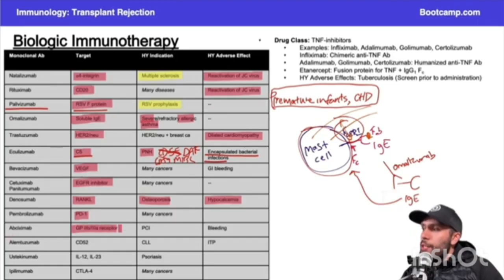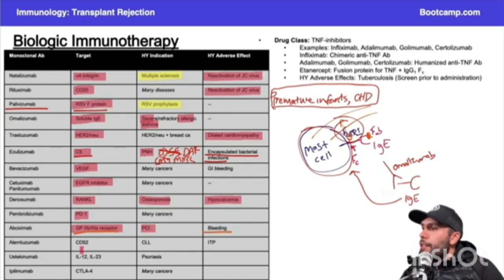Abciximab is going to be your GP2B3A receptor inhibitor. We'll talk about this again in the hemonc section. Very much used by a lot of the cardiologists prior to PCI, usually 24 hours before PCI. Remember, these GP2B3A receptors are essentially going to be on the surface of platelets that fibrinogen can bind to. When you inhibit that, you're going to eliminate fibrinogen binding and essentially inhibit platelet aggregation. So the risk here is going to be bleeding. And again, like I said, we'll talk about this in the hemonc section.